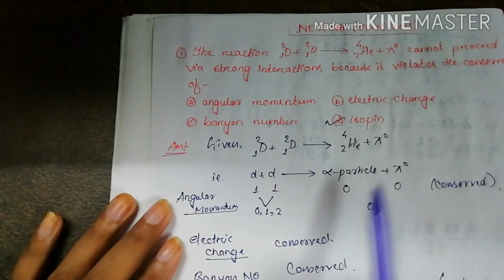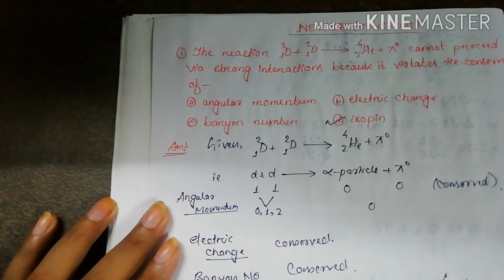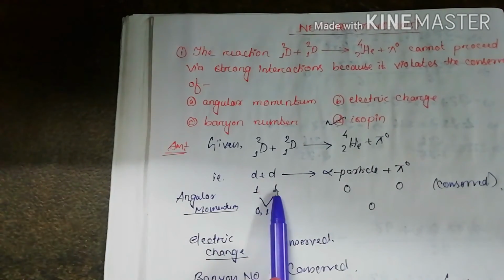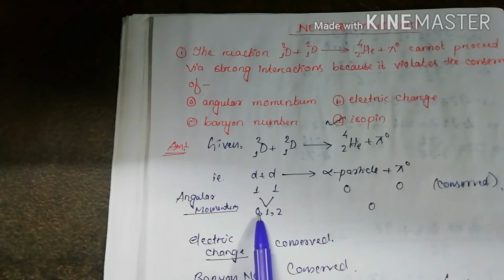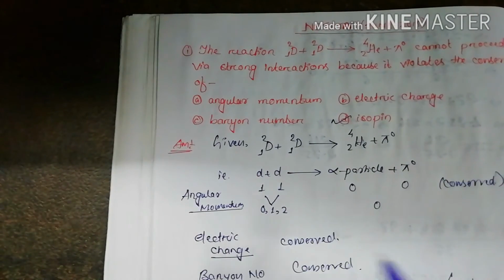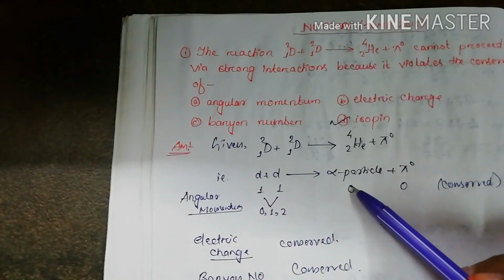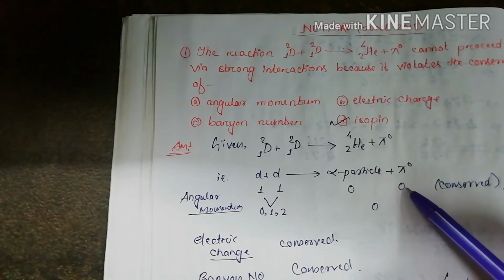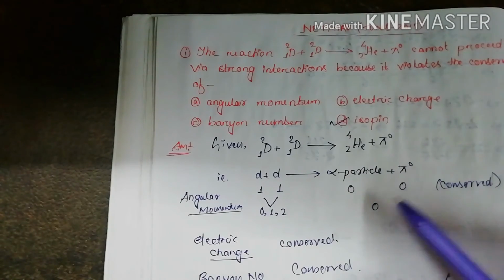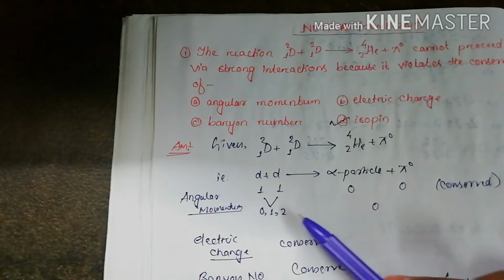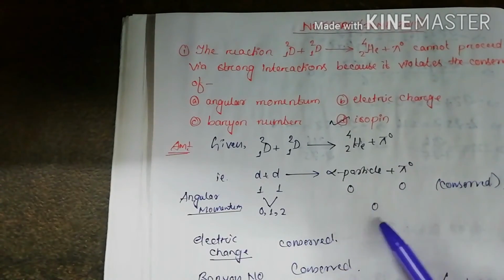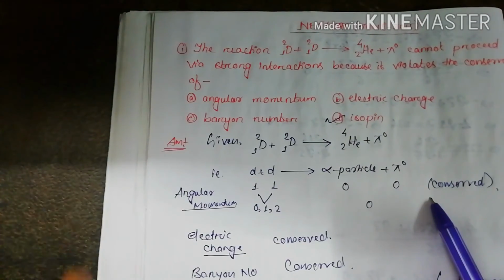Whenever we are looking at deuterium, we look at the angular momentum, and in case of deuterium we look through the spin. For deuterium the spin is 1, so finally you will have 0, 1, 2. For the alpha particle it is 0, for the pion also it is 0, so on this side also we have 0. That is, the angular momentum is conserved.